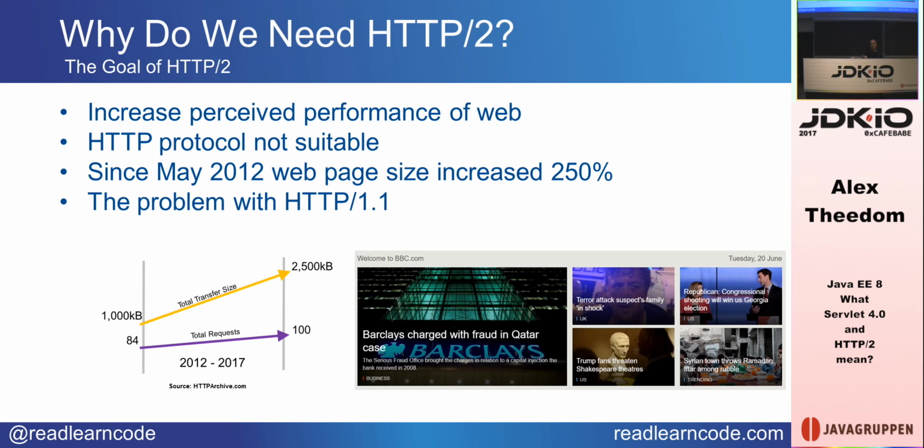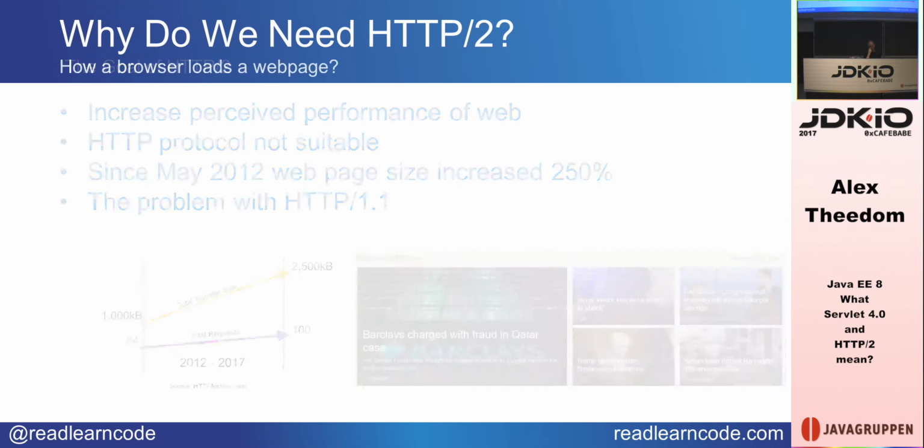So, what are the problems with HTTP 1.1 or HTTP 1.x that we've resolved with workarounds and that HTTP 2 actually solves in a proper way?